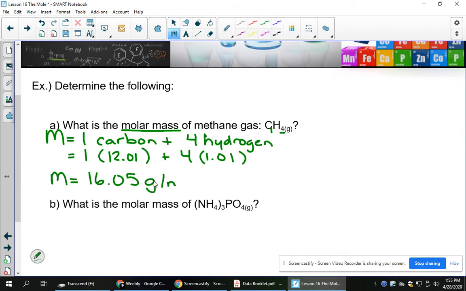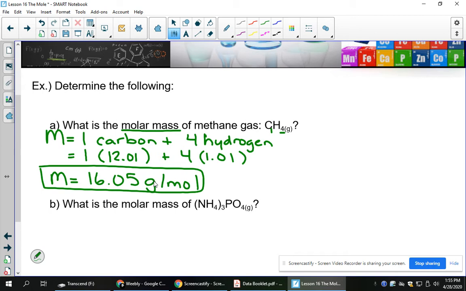So grams per mole. That's telling you that if you have 1 mole of methane gas, it is going to be 16.05 grams. If you have 6.0 times 10 to the 23 particles of methane gas, that's what a mole is, it's going to weigh 16.05 grams.